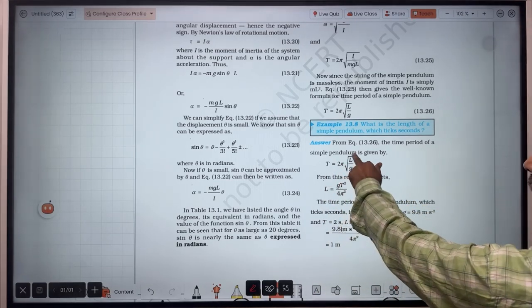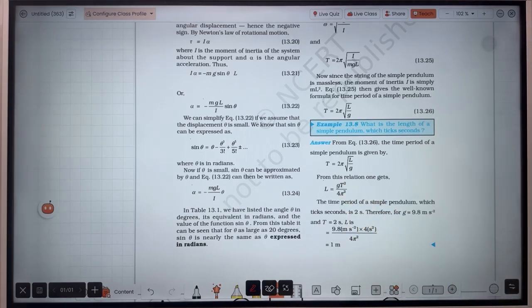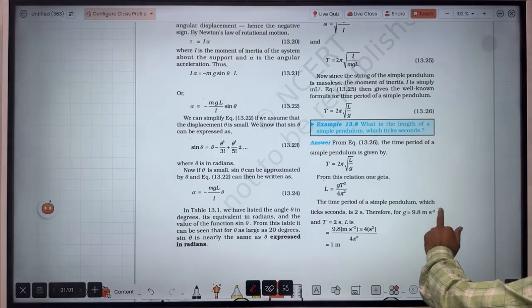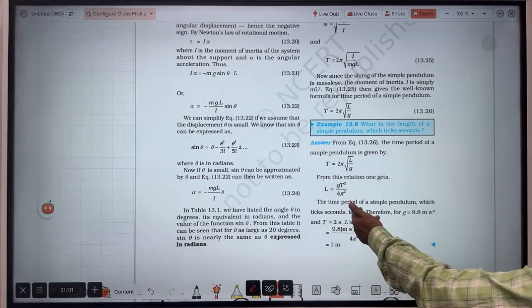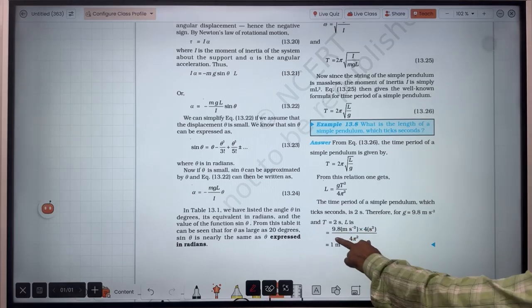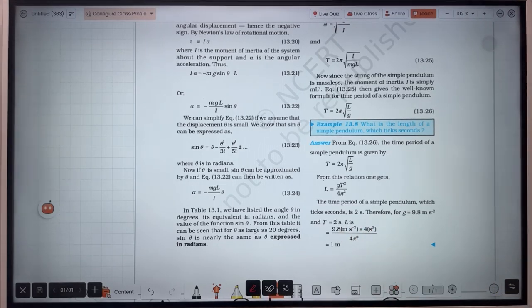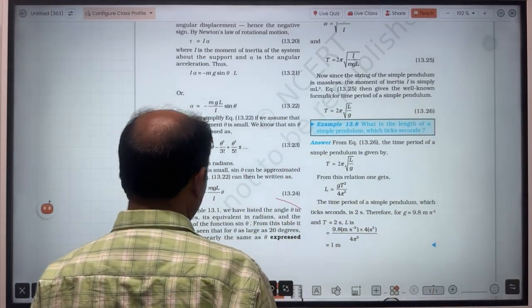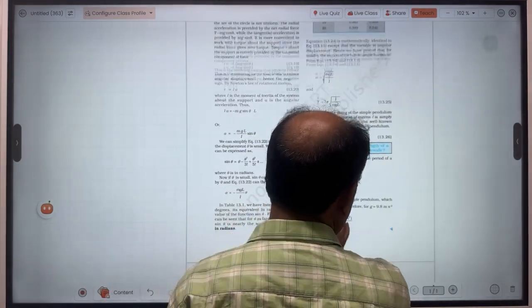So T square equal to 4 pi square L upon g, or L equal to g T square divided by 4 pi square. And then we put T equal to 2 seconds, g equal to 9.8 meter per second square, and time period is 2 seconds. So L is equal to 9.8 into 4 divided by 4 pi square. If we evaluate it, it will come out to be 1 meter. This is one important question. Now let's see the next thing.